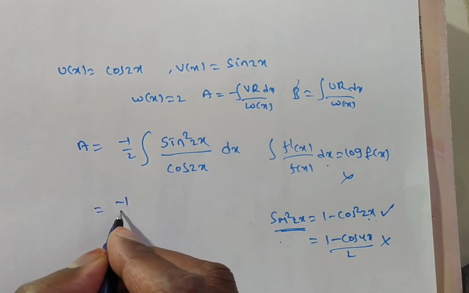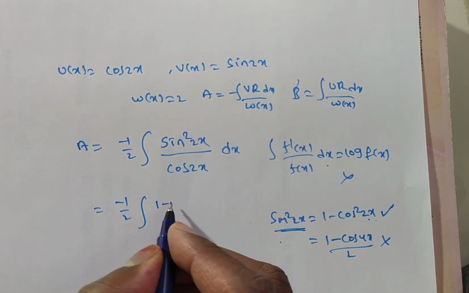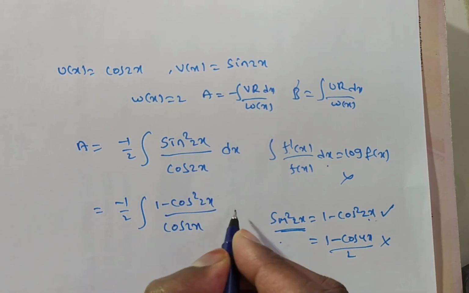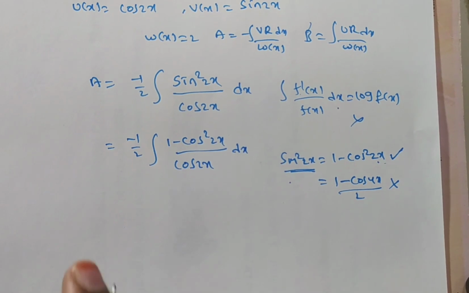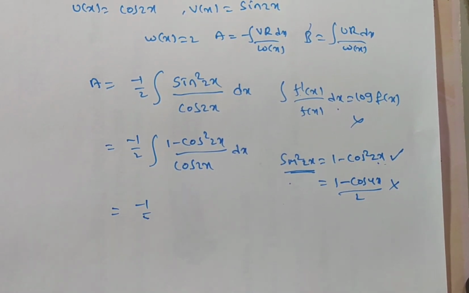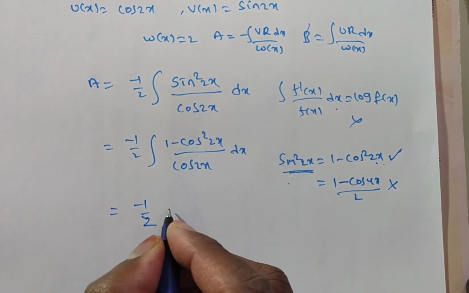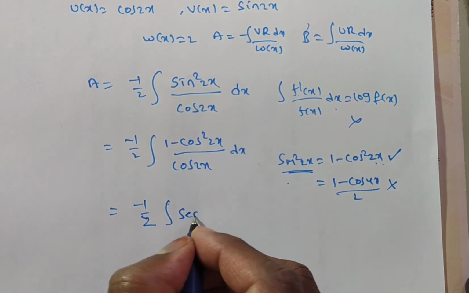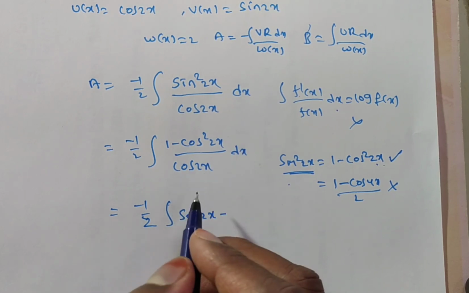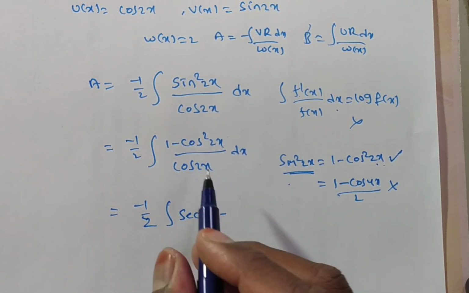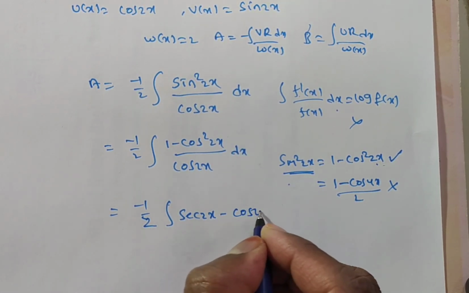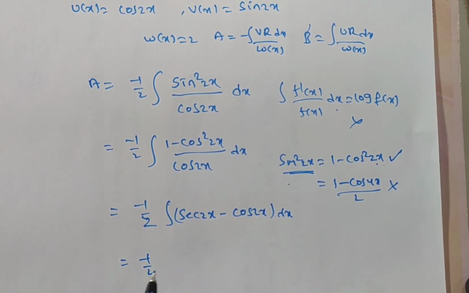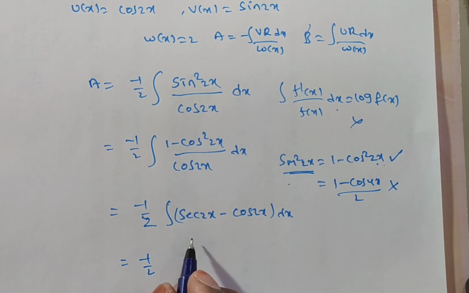Now minus 1 by 2 times the integral of 1 minus cos square 2x by cos 2x into dx. So this is equal to minus 1 by 2 times, you can write this as 1 by cos, which is secant 2x, minus cos square in the numerator and cos in the denominator, cos gets cancelled, then the remaining is cos 2x into dx. Now minus 1 by 2 times, what is the derivative of secant x?